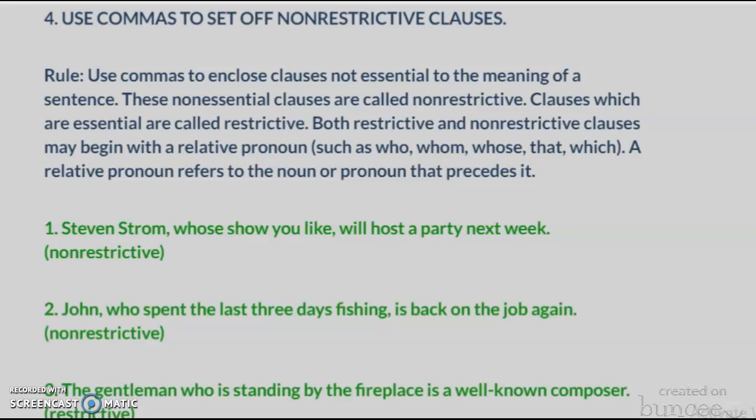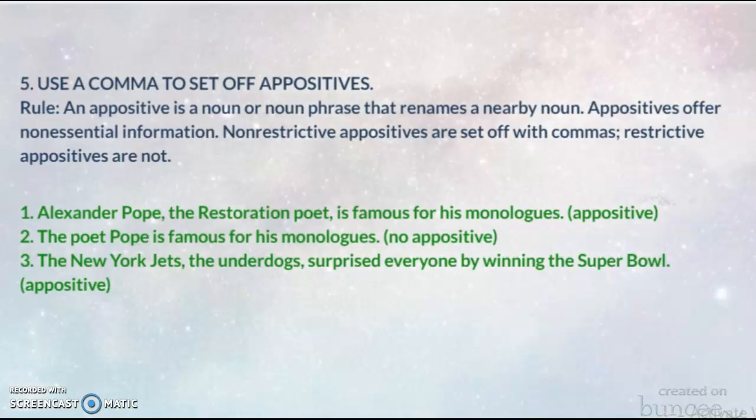Here we've got John, again, who spent the last 3 days fishing, is back on the job again. Who spent the last days fishing is the non-restrictive clause. Here we have a restrictive clause. The gentleman who was standing by the fireplace is a well-known composer. So use a comma to set off appositives.